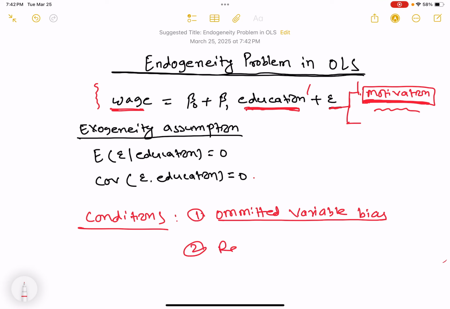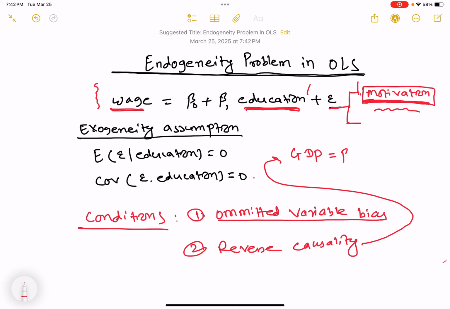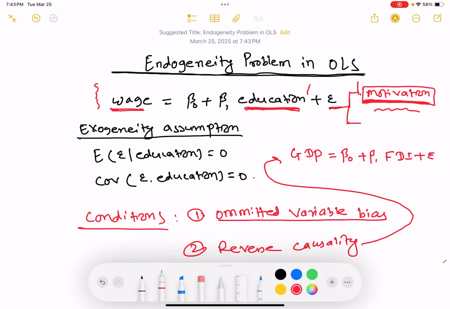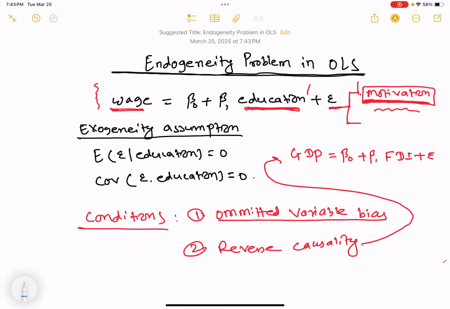Next is reverse causality. To explain this one, let me write a new OLS equation. Let's say gross domestic product depends on foreign direct investment. So reverse causality is which causes which. In this equation, we are saying that countries with higher FDI will have higher GDP. This is influencing GDP. One explanation.